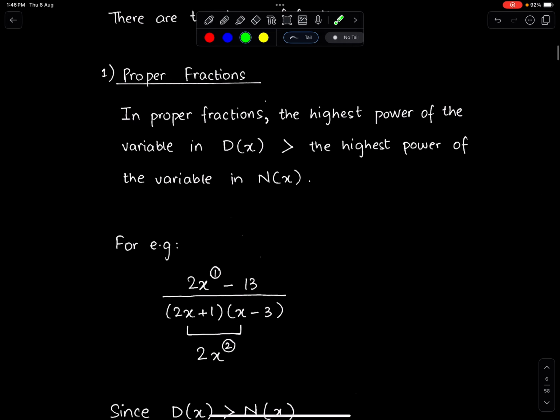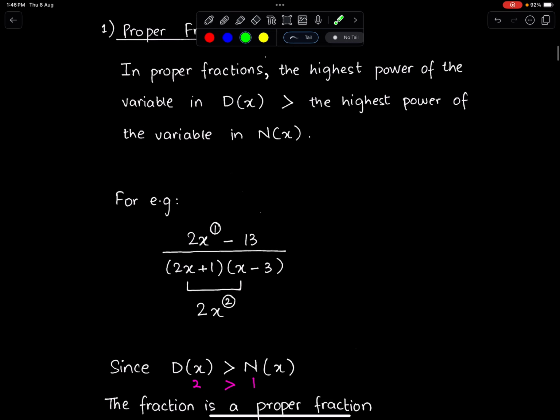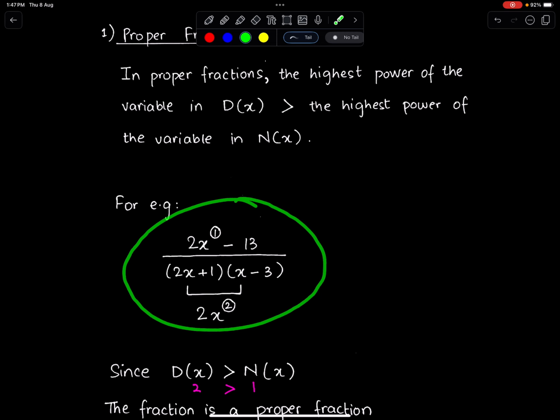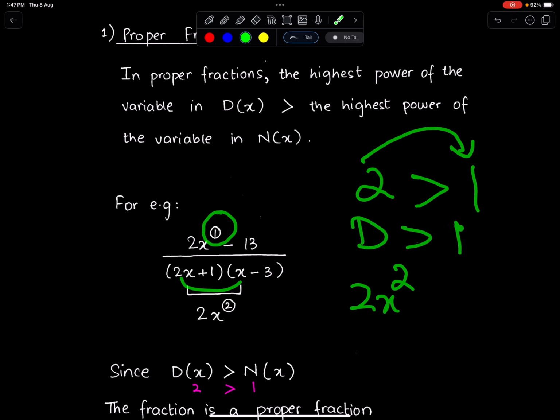Proper fractions. In proper fractions, the highest power of the variable in the denominator is always greater than the highest power of the variable in the numerator. Let's understand this concept with the help of this example. If we multiply these two terms to get the highest power of x, we will get 2x squared. And the highest power of the variable in the numerator is 1. Since the highest power of the variable in the denominator is 2 and in the numerator is 1, which is, 2 is greater than 1, therefore this fraction is proper.